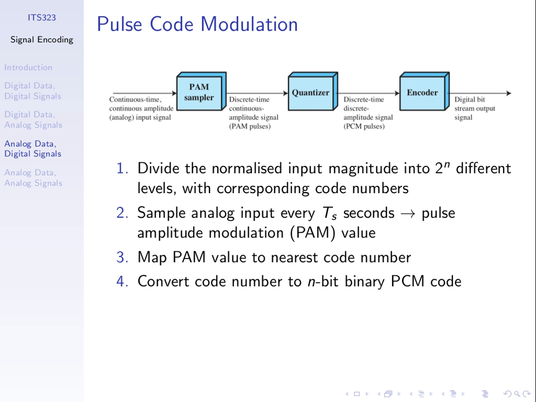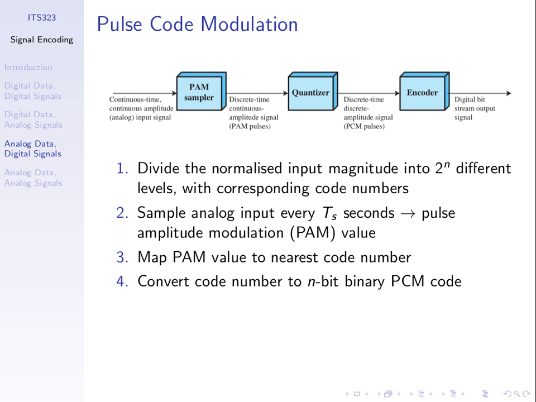So we have our input, we sample every Ts seconds, so some sample period, and obtain some value, and then we map that value into the nearest code number, or sometimes we've said the nearest level, to get discrete values. And then simply that code number is converted to n bits of data, called the PCM code in this case. So the concept: sample, map to one of the code numbers or levels, and then you can get directly the data as the output.